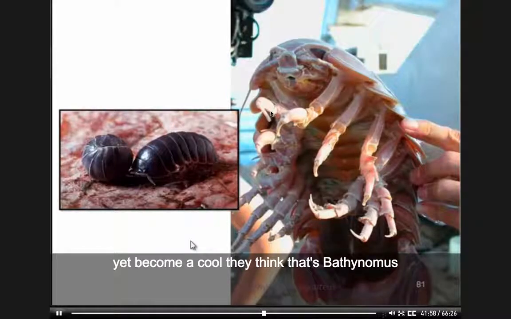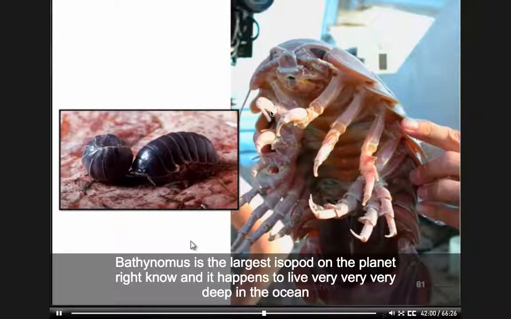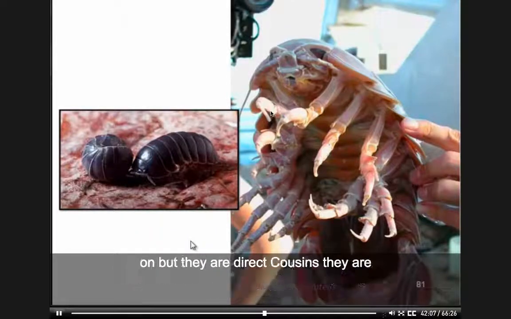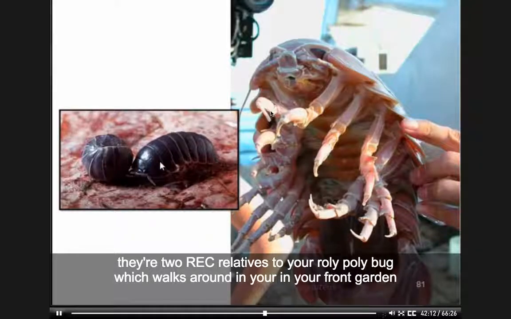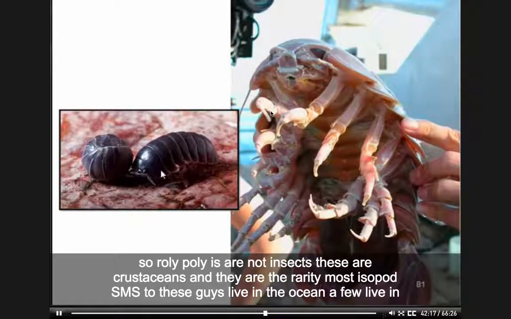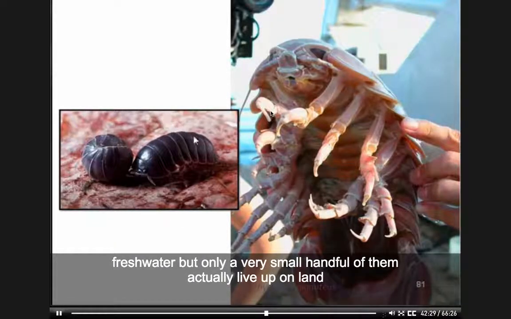That's Bathynomus. Bathynomus is the largest isopod on the planet right now, and it happens to live very, very, very deep in the ocean. But they are direct cousins. They are direct relatives to your roly-poly bug, which walks around in your front garden. So roly-polies are not insects; these are crustaceans, and they are the rarity. Most isopods, most of these guys, live in the ocean. A few live in fresh water, but only a very small handful of them actually live up on land.